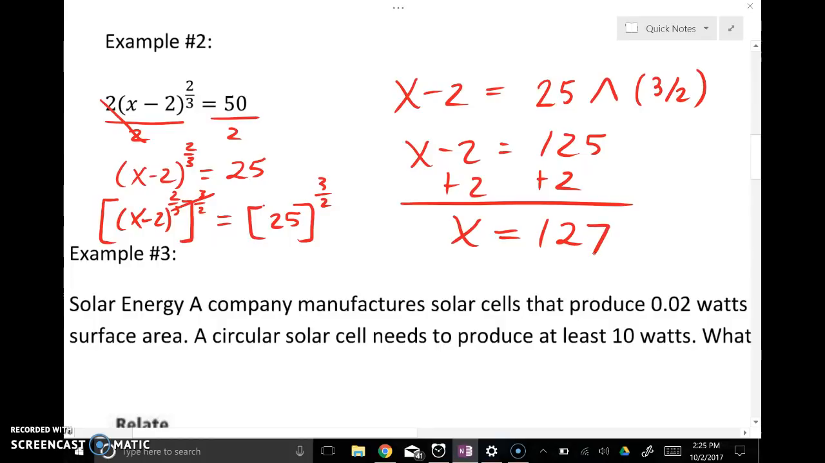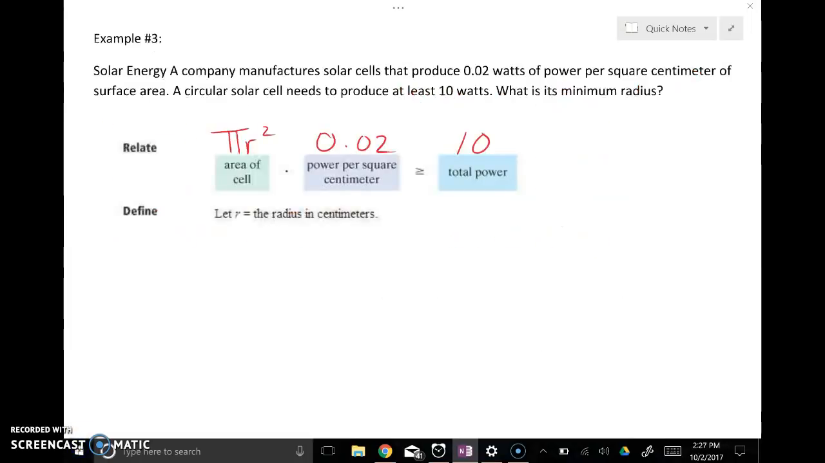So how did I get rid of this ugly exponent here? I raised it to the reciprocal power. The reciprocal meaning that I flipped the numerator and the denominator, because again, like I showed you, when you multiply, it equals 1. Okay, so doing example 3, I've gone ahead and taken the pertinent information out of our word problem.